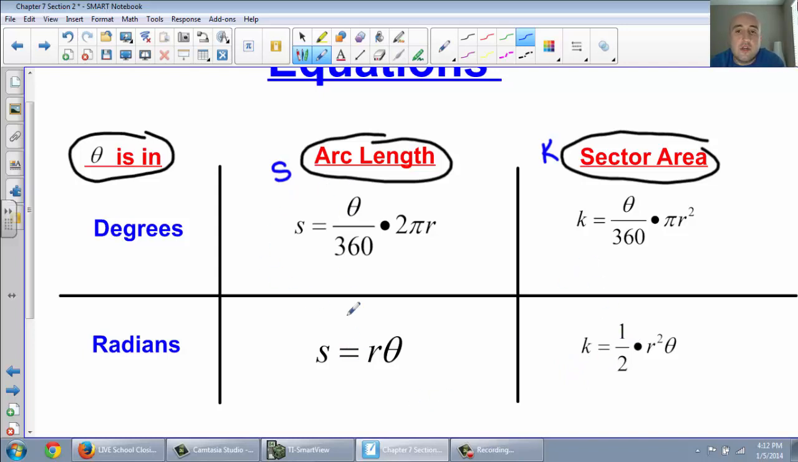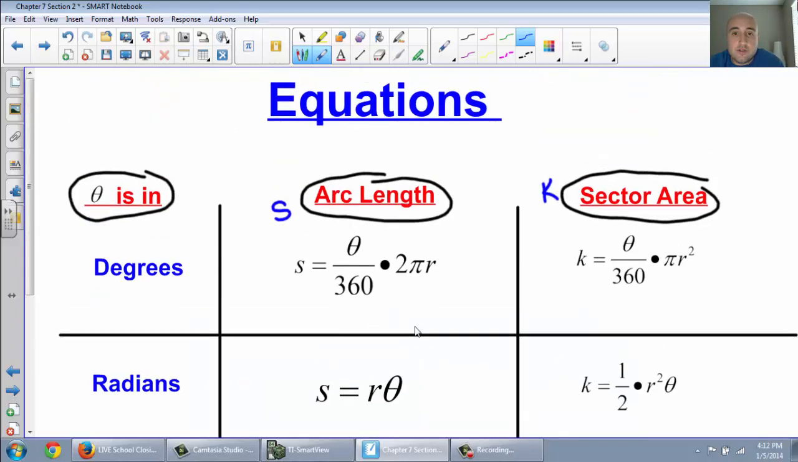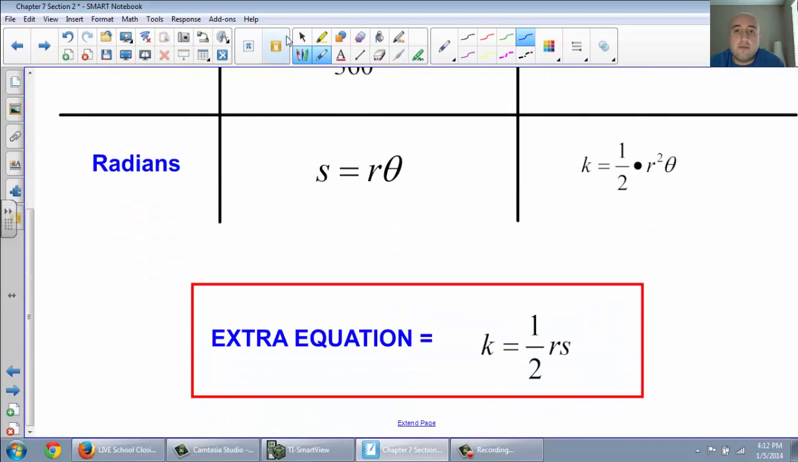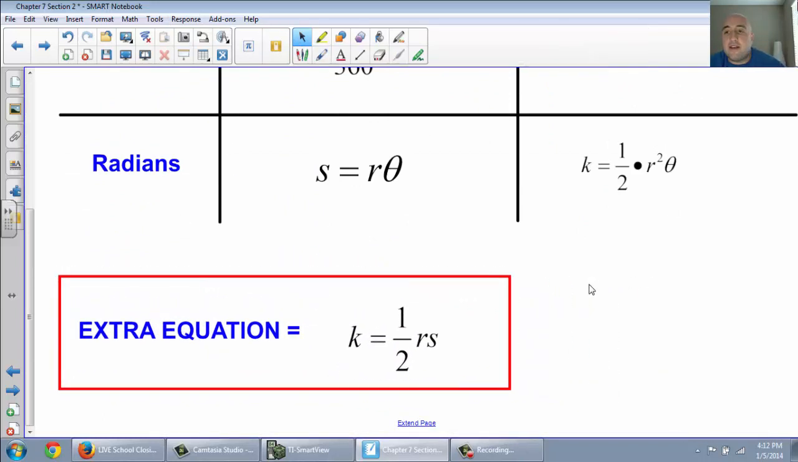You shouldn't have to write these down. You have them right here. They're not that hard. And then at the very bottom, we have this extra equation that we're going to need to use for some particular examples, depending on what we're dealing with. Let me move this over here, and let's talk about the main letters that we have.